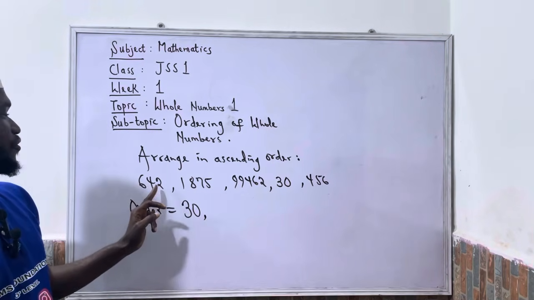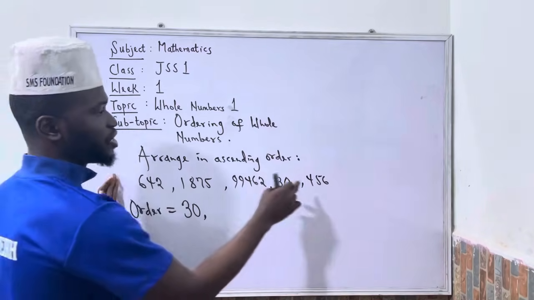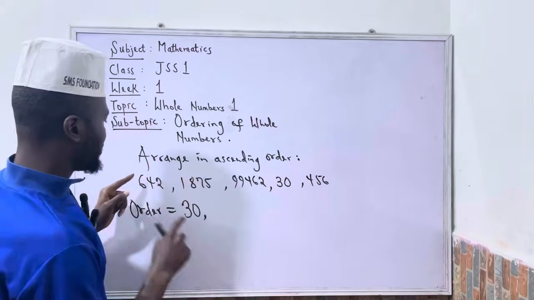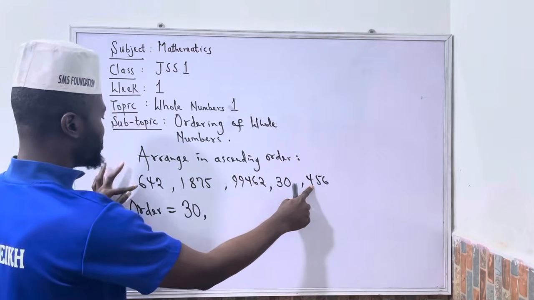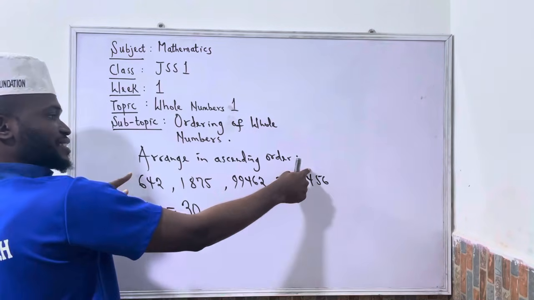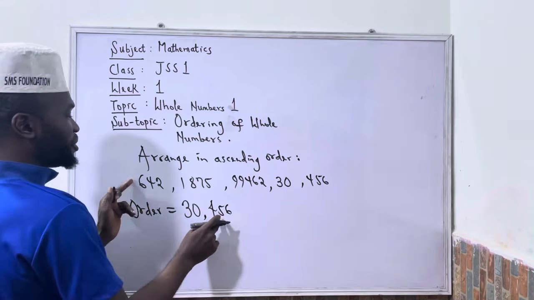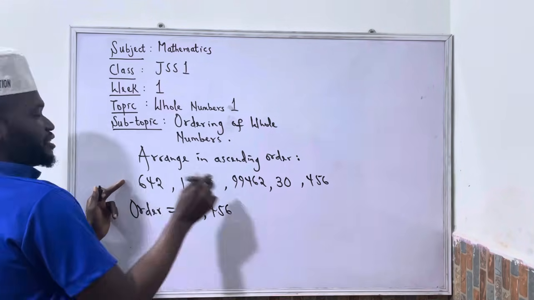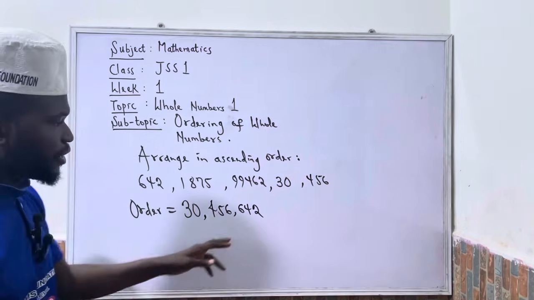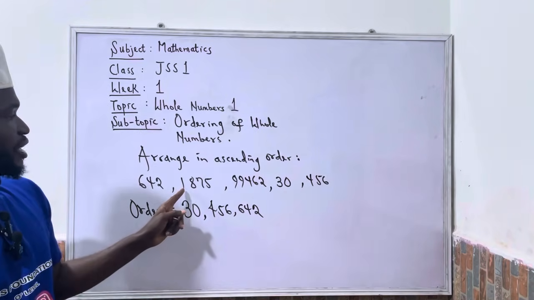This is 642, and this is 456. Between 642 and 456, which one is bigger? You don't even need to stress yourself. Check the first digits in both. This is 6 and this is 4. 4 is smaller than 6. So definitely 456 will be next to 30. Then this will automatically follow, 642. Now, is there any other 3 digits? No. Then we have the 4-digit number.